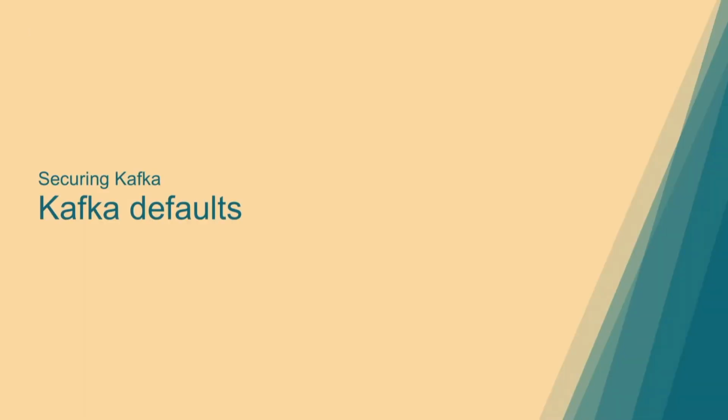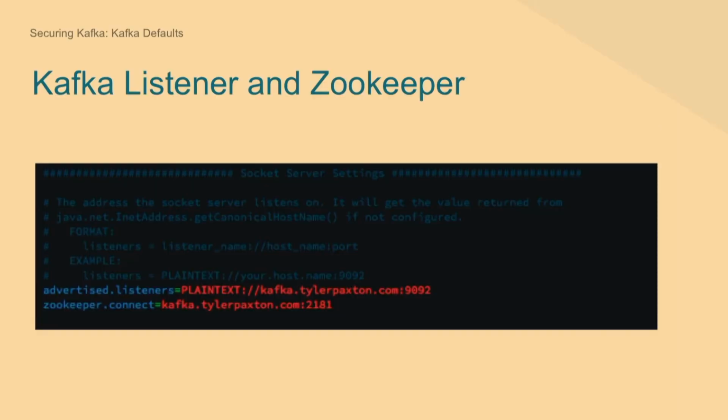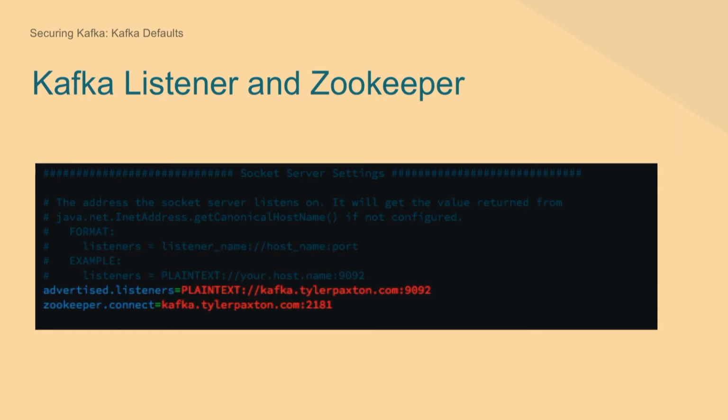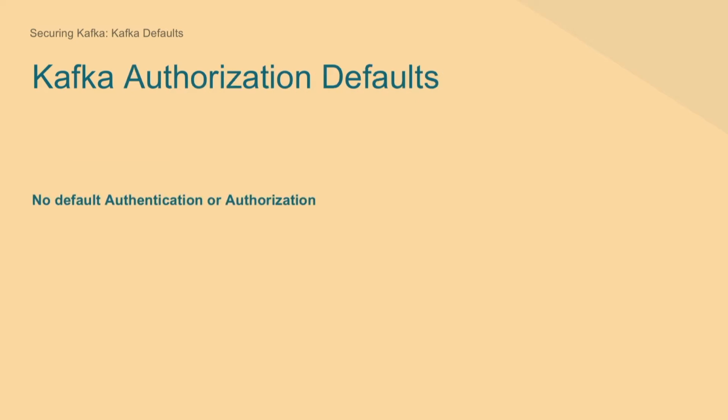The first thing we're going to look at is the Kafka defaults, just to take a look at what that looks like. So in here, the only thing that I've changed is instead of listening on any address, I've changed it to just listen to my Kafka service. This is just a single EC2 instance. You can see that I'm listening on plain text on port 9092, and then Zookeeper is on port 2181. We'll talk a little bit about securing Zookeeper and the challenges there.